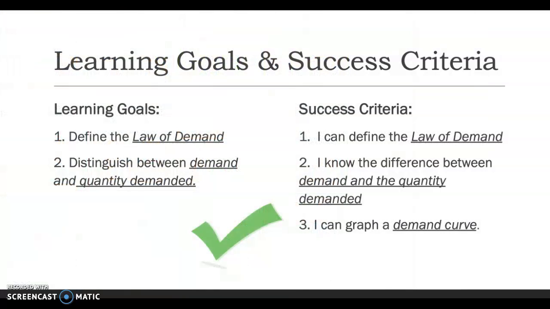Our learning goals include defining the law of demand and distinguishing between demand and quantity demanded. The success criteria for students would be: I can define the law of demand, I know the difference between demand and quantity demanded, and I can graph a demand curve.